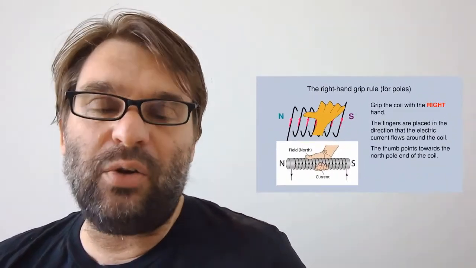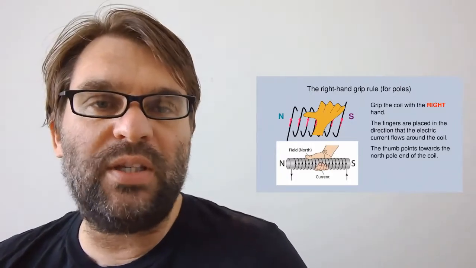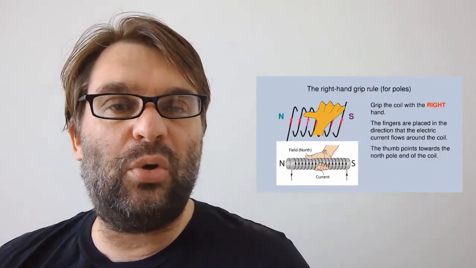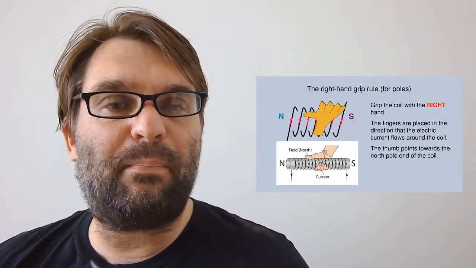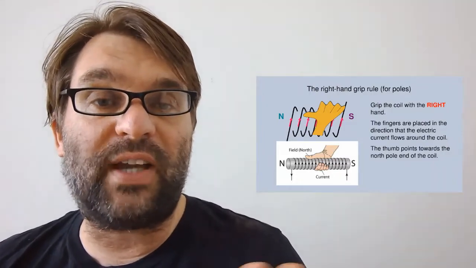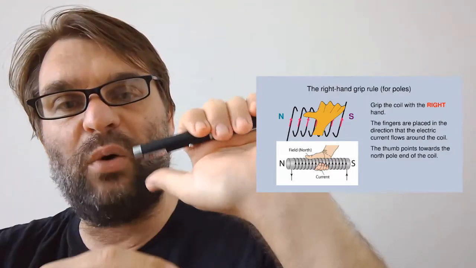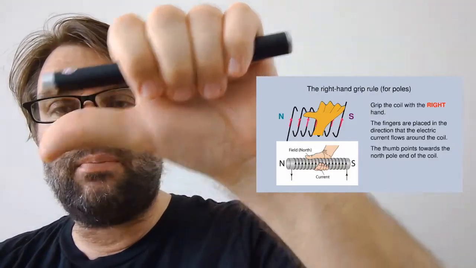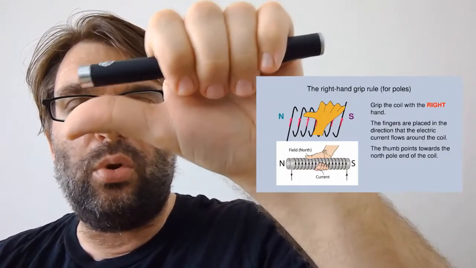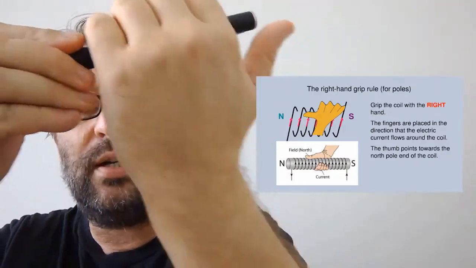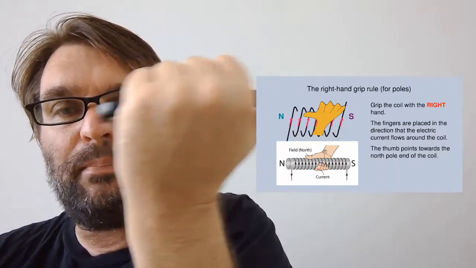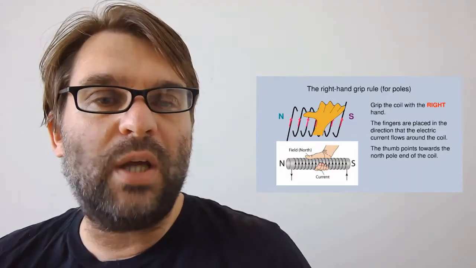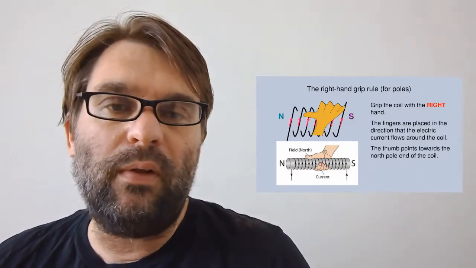And we have a second right-hand grip rule for the poles of solenoids. Again, we're using the right hand. Basically, your fingers are placed in the direction the current flows around. Say it's flowing as it is in the diagram. You can see that my thumb is pointing towards the north. If we change the direction of the current, then the thumb will face the other way. The thumb always points towards the north pole of the coil.